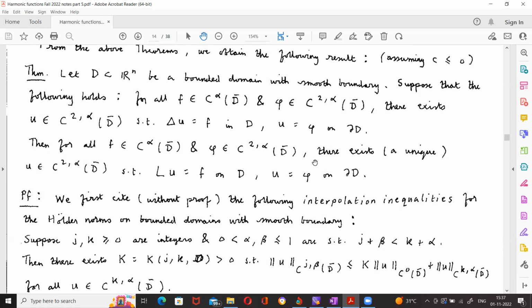We will remove the condition C2 alpha for the boundary values, but that will take some work. We're going to show that actually we can get the solution also when phi is just C0 on the boundary. But that will take an approximation argument. We'll do that later.